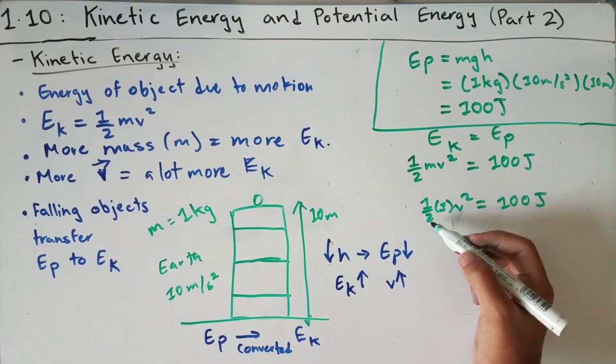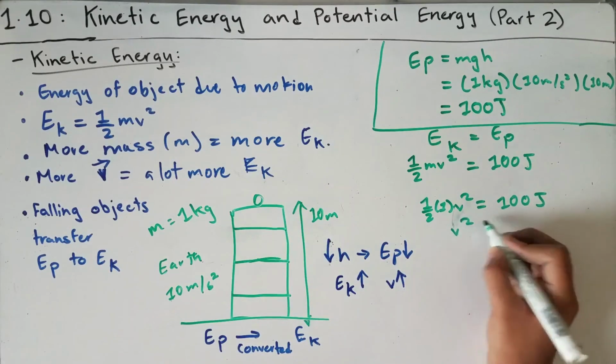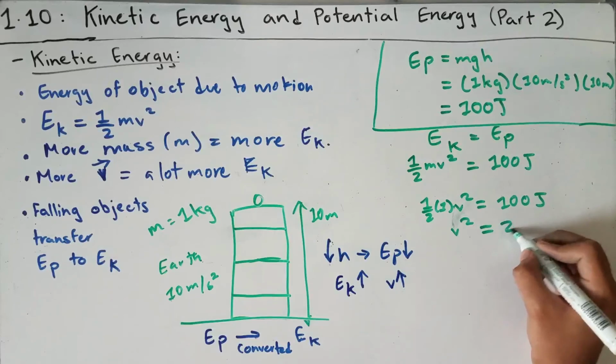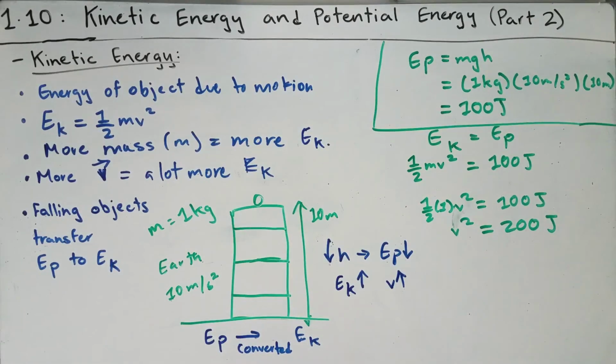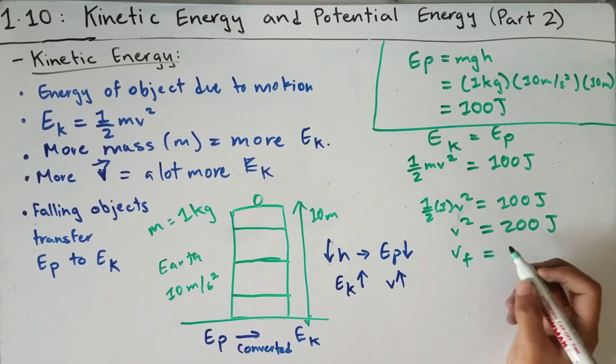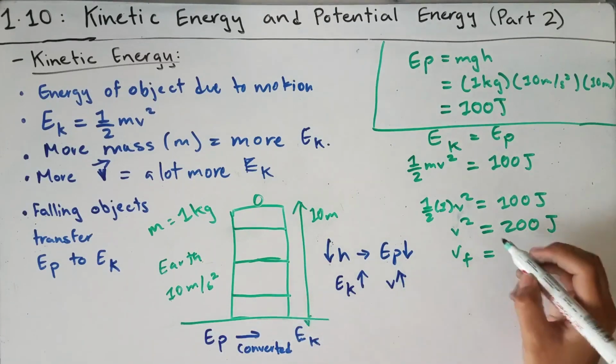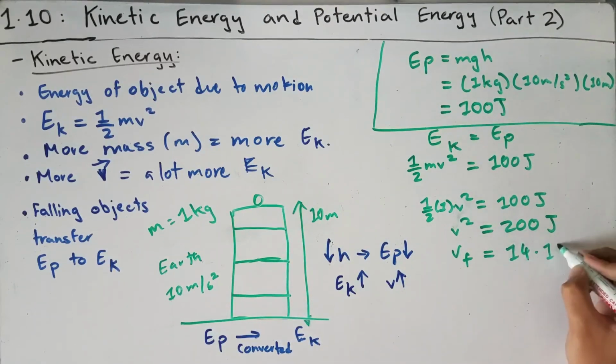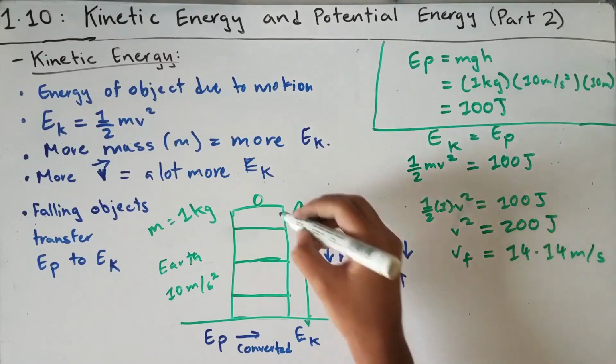So we can multiply each side of the equation by 2, giving us that the square of the velocity equals 200. And then we can take the square root of each side. We get that our final velocity of that ball, right when it hits the ground, will equal approximately 14.14 meters per second in this direction.